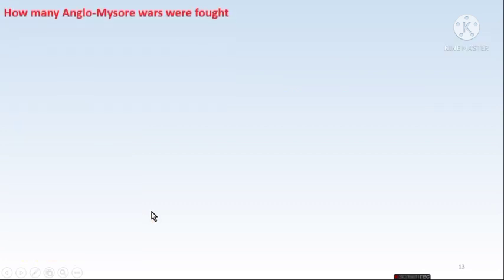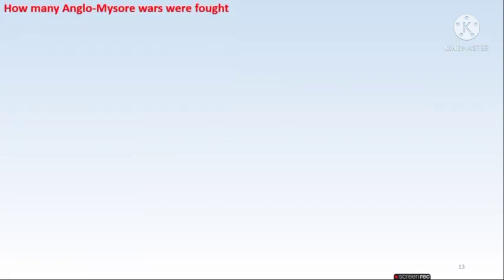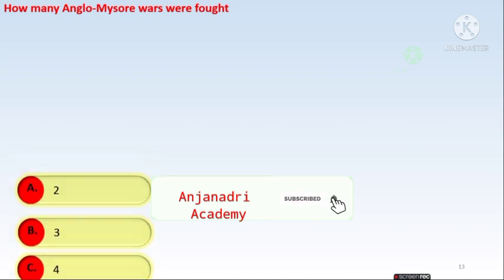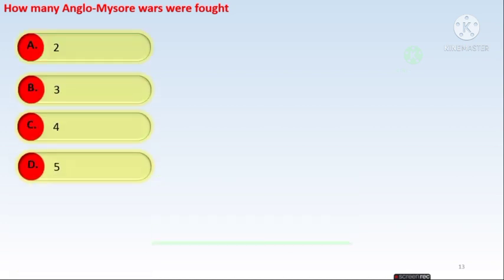The next question is, how many Anglo-Mysore wars were fought between Britishers and Mysore Wadayars? How many wars were fought? Whether it is only 2, 3, 4 or 5. Guess what is the answer? 4 Anglo-Mysore wars were fought between the Britishers, Mysore's Hyder Ali and Tipu Sultan. Therefore, option C is the right answer.